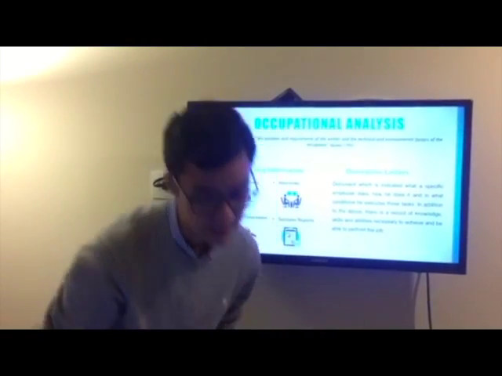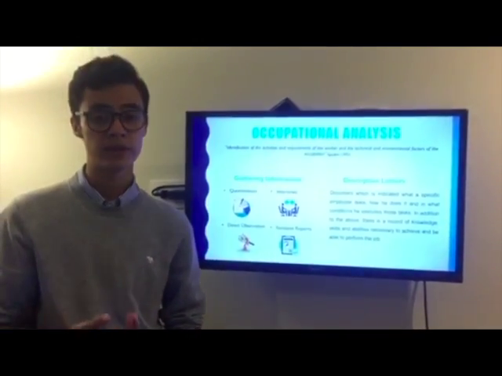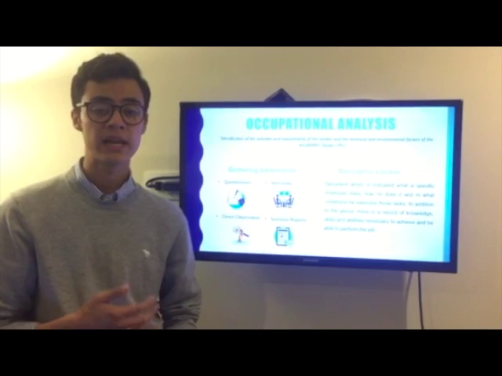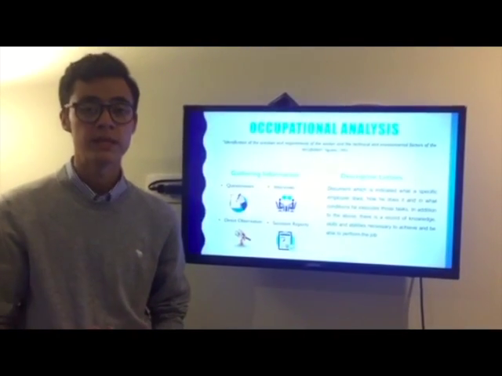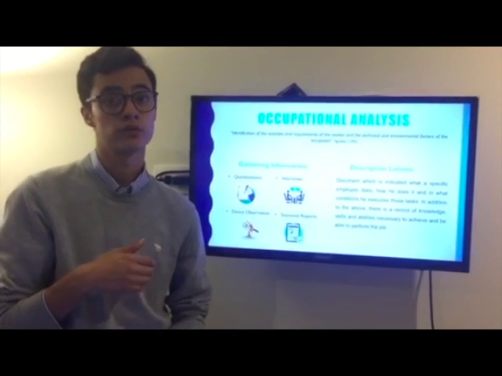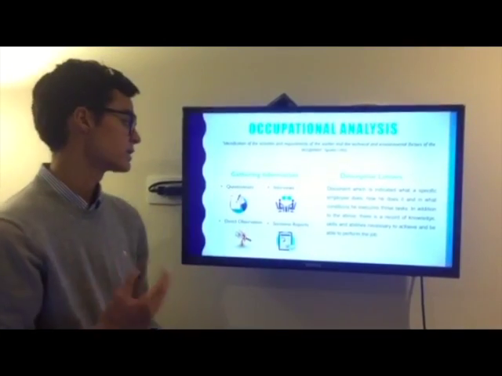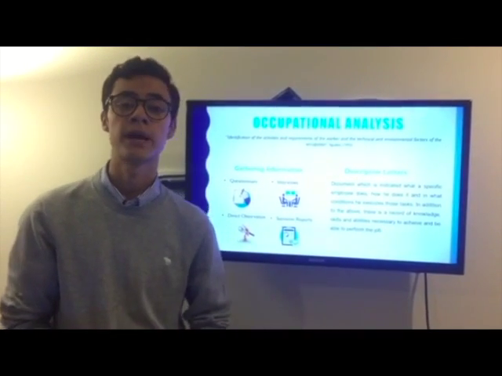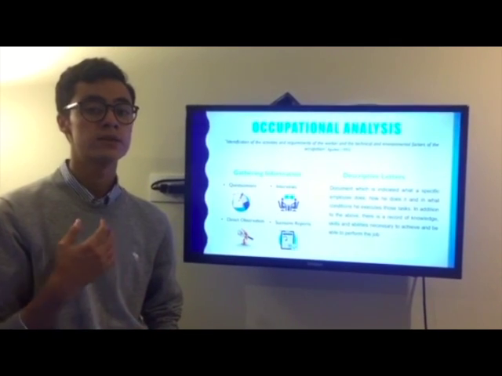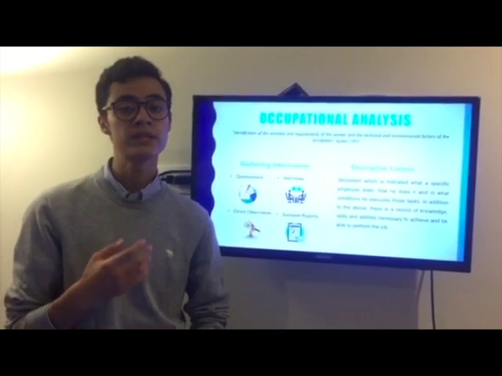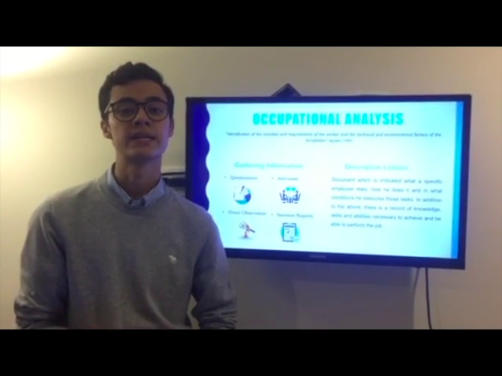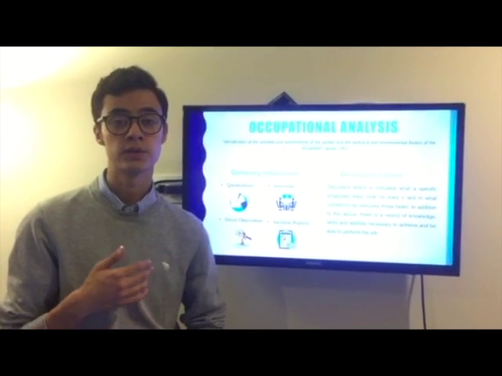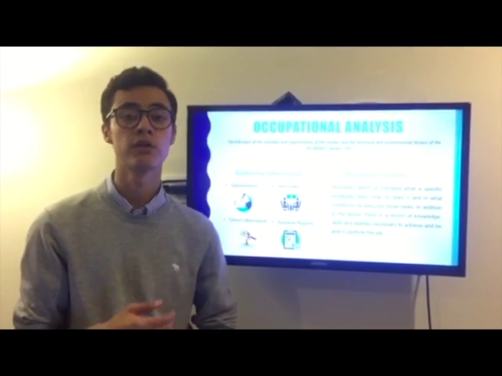The second step is the occupational analysis, which is the identification of the activities and requirements of the worker and the technical and environmental factors of the occupation. This can be done through the method called gathering information, which can be by questionnaires, by interviews, by direct observation, or by successive reports. With all this information collected, the engineer organizes descriptive charts which will provide to the company and to the engineer detailed knowledge of each of the charges.